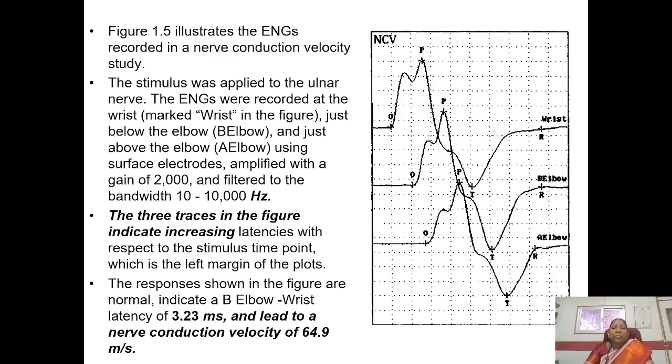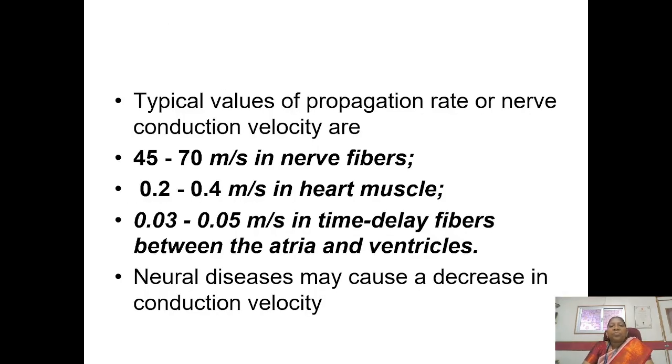Here you place the surface electrodes to measure the ENG signal. The signal is amplified with a gain of 2000 and filtered to a bandwidth of 10 hertz to 10,000 hertz. Now you see the typical nerve conduction velocity. For nerve fibers, it is around 45 to 70 meters per second, and these are the general normal values. For heart muscle, it is 0.2 to 0.4 meters per second.